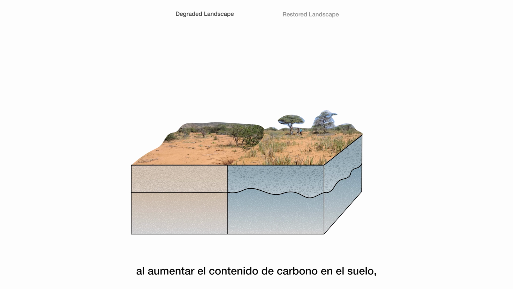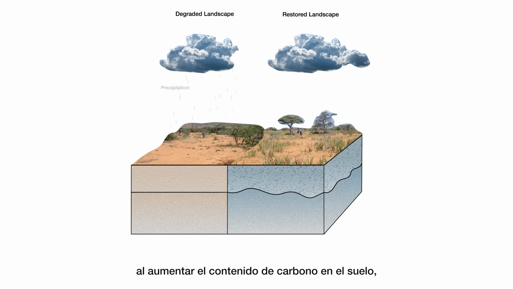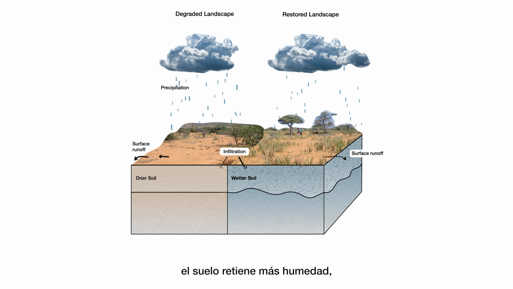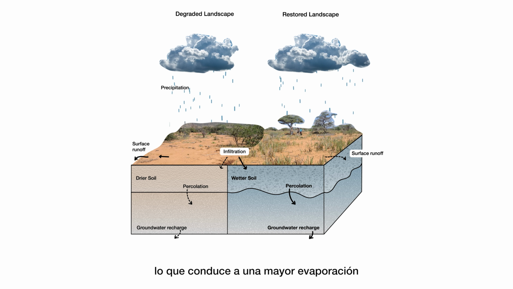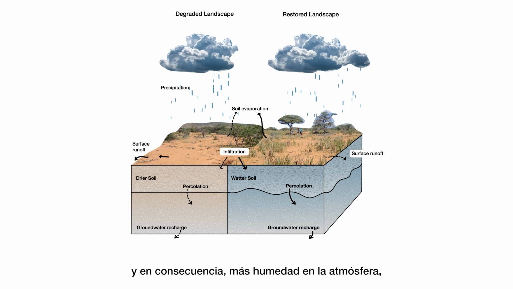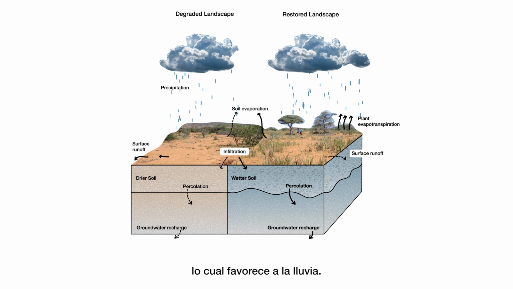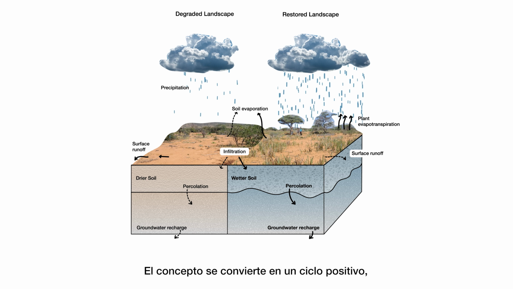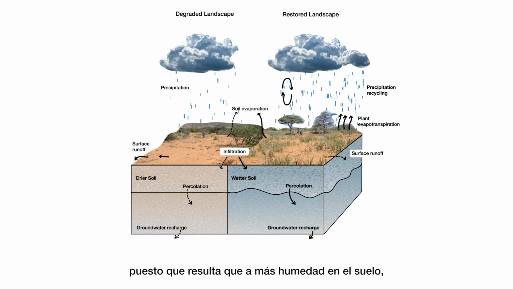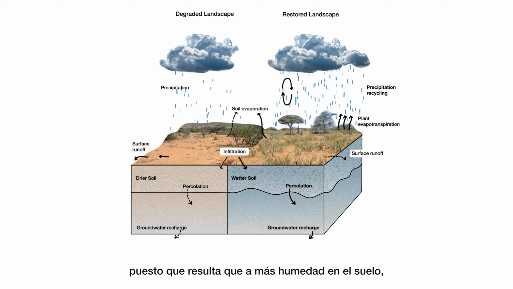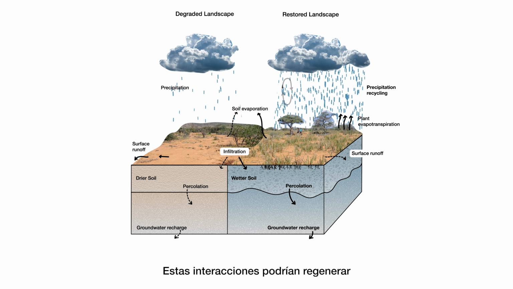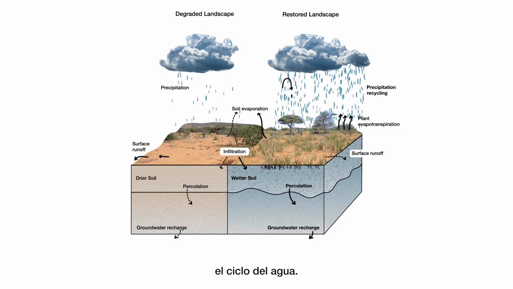What she's been seeing is that by increasing soil carbon content, you help the soil to retain more moisture, so then it also evaporates more, you have more moisture in the atmosphere, and through that you help the atmosphere to rain as well. And this is becoming like a positive feedback, positive cycle. And so you have more moisture in the soil, more evaporation, and more rain. And through this, then you can regenerate the water cycle.